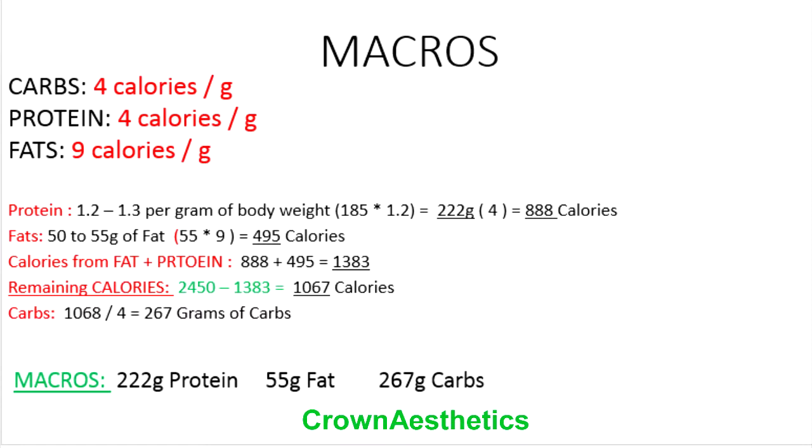Okay, now we're gonna figure out our fats. Now for fats, I would suggest anywhere from 50 grams of fat to 55 grams of fat. Depending on the person, it's different. You know, I use 55 grams of fat myself. Now, to figure out your fat calories, what you want to do is multiply that 55 times 9, because there are 9 calories in a gram of fat. So after you do that, you get the calories for the amount of fat you're hitting. So for this example person, I'm getting 495 calories from the 55 grams of fat he's getting.